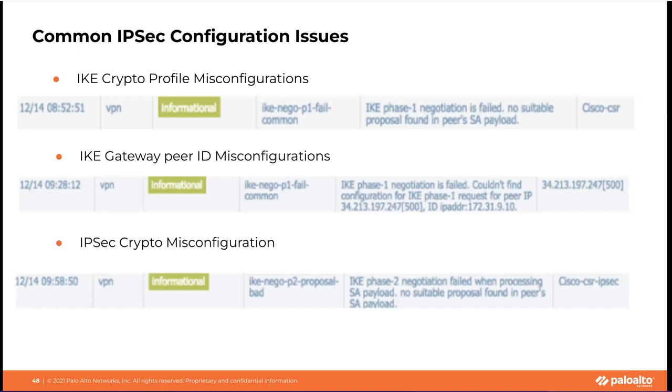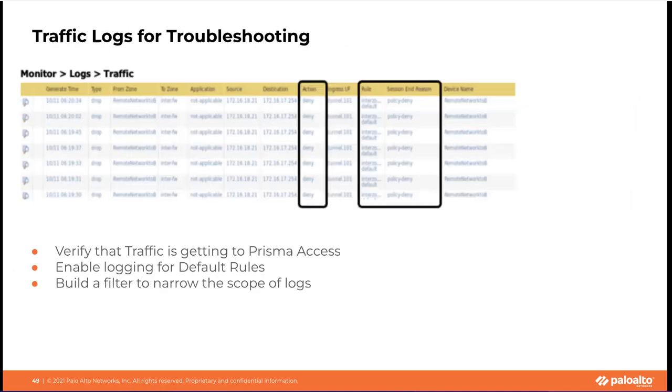traffic log. These logs can help you determine whether you are having an issue with the phase 1 or phase 2 negotiations. And to troubleshoot traffic flow issues, always review the traffic logs. The traffic log can help you determine if traffic is getting to Prisma Access.